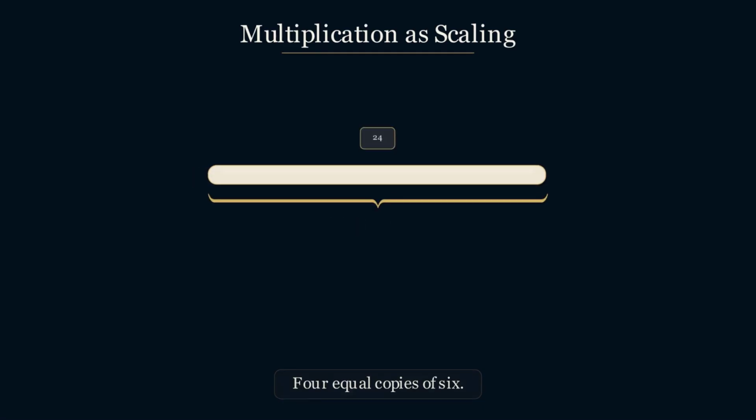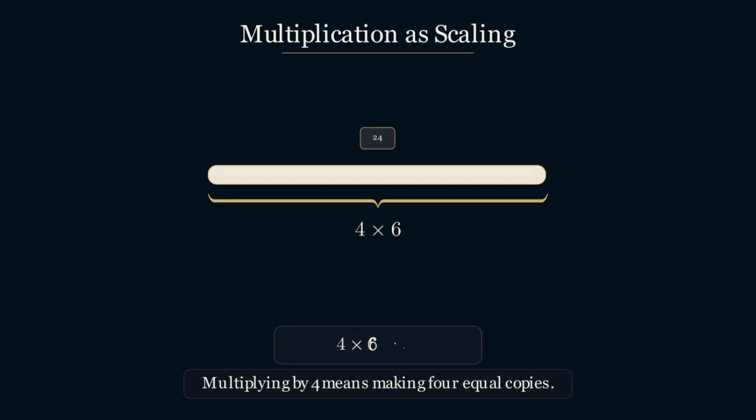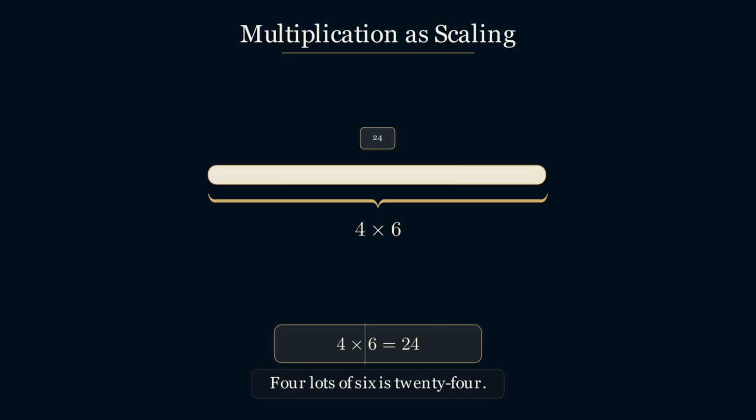When the 4 bars merge into one longer bar, the final length is 24, so 4 times 6 equals 24. Multiplying by 4 means making 4 equal copies. 4 lots of 6 is 24.